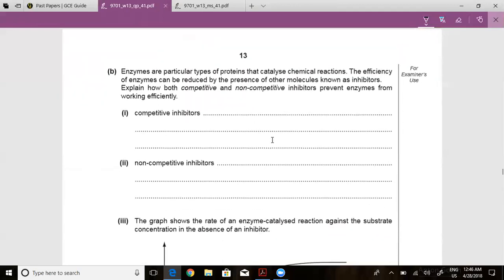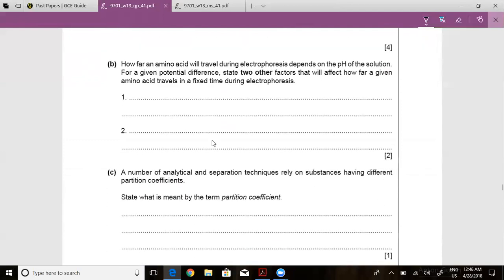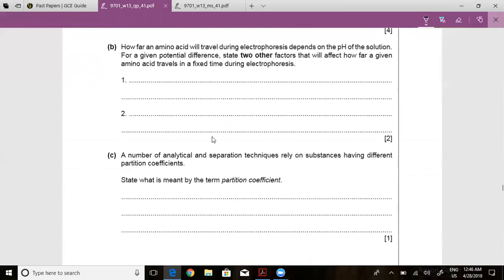Let's move. Competitive and non-competitive inhibitors are not in the syllabus. The electrophoresis diagram you can check out online. Let's move. How far an amino acid will travel depends on other factors, such as the pH of the solution. One is the mass of the amino acid. The heavier it is, the less it will travel. And what else? The charge on the amino acid. The greater the charge, like if you have 2 negatives, it will travel faster than 1 negative. If it's uncharged, then it's probably the slowest.